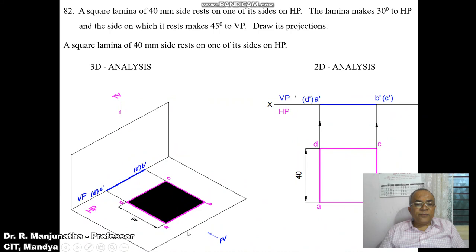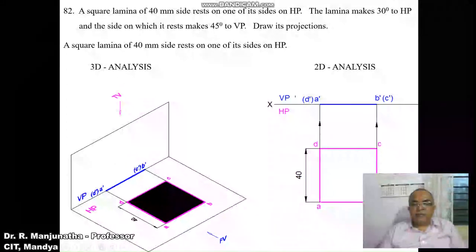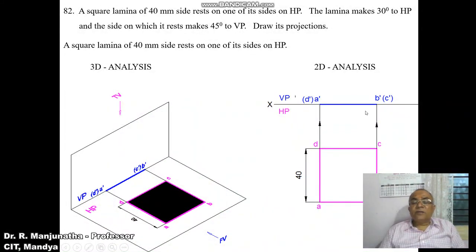When you look from the front view, AB is near to the observer, so A dash B dash is visible. CD is away from the observer, therefore C dash D dash will be invisible. So when you take the 2D analysis, we can see the edge which is resting on HP has to be perpendicular. So first we are going to draw a 40 mm square with AD and BC perpendicular to VP, and perpendicular to the XY line. And then the surface is parallel to HP. You can see here all the sides are resting on HP, that is on the XY line. Therefore, this is the true shape. As the surface is perpendicular to VP, you are getting a line in the front view.